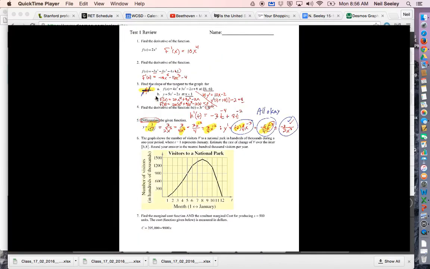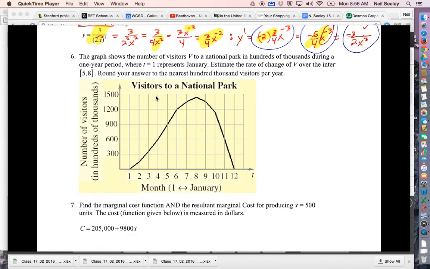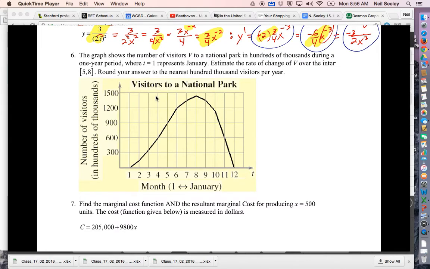To number 6 down below, this one is an interpretation. It's just taking some data like anyone would in a situation where you're trying to run a business. You need data on your population arriving through the door. So here t equals 1 is January, so just interpreting what the graph is, and visitors to a national park in hundreds of thousands, so that's all good because we're going to need units when we're done.